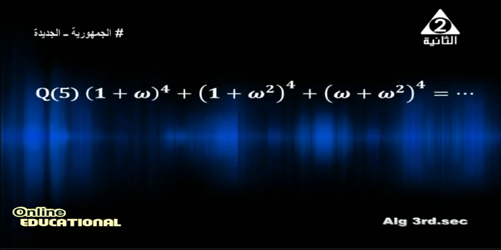Another example. (1 plus omega)^4 plus (1 plus omega square)^4 plus (omega plus omega square)^4 equals what? 1, negative 1, 0, omega?